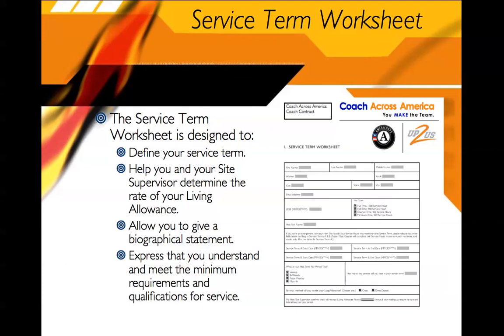This service term worksheet is also designed to help you and your site supervisor determine your rate of living allowance, and that living allowance rate is determined by taking your service start date and your service term end date, and dividing it by the number of pay periods that you'll have in your service term. Your site supervisor will walk you through this whole process, so make sure you do sit down with them, especially for this first section of the Coach Contract. The service term worksheet will also allow you to give us a biographical statement, and will express to us that you understand that you meet the minimum requirements and qualifications for service.